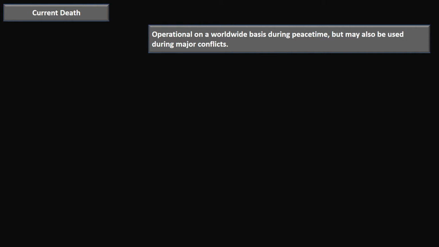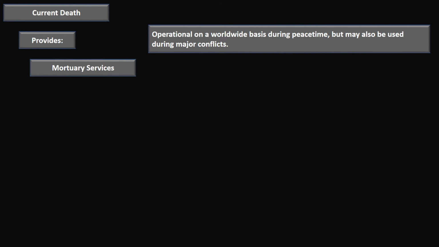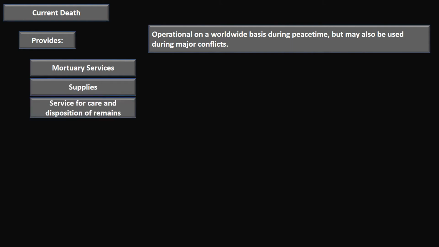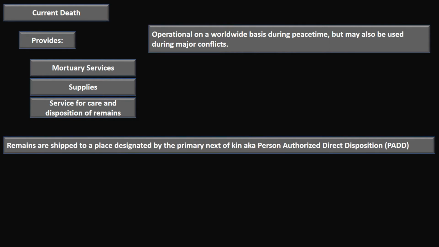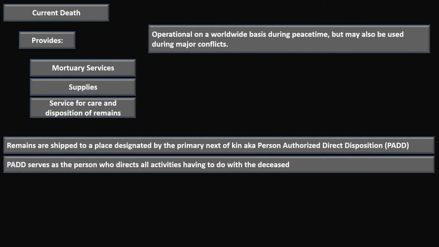So this would be the program right now that would be responsible for administering the Decedent Affairs Program. The Current Death Program is going to provide for mortuary services, supplies, service and care and disposition of remains. Remains will be shipped under the Current Death Program to a place designated by the primary next of kin. We're going to refer to our primary next of kin also as the Person Authorized Direct Disposition, or the PAD.